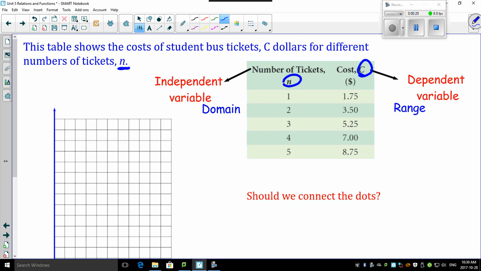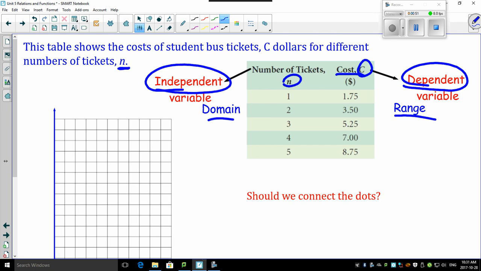And to think about it, how many tickets are you going to buy? Well, I can buy 5 tickets. I can buy 15 tickets. I can buy 1,000 tickets. Well, that makes them independent. I'm deciding how many tickets I'm going to buy. And what's the result? This cost depends, again, upon how many tickets you buy. So that's your range. There's your domain.